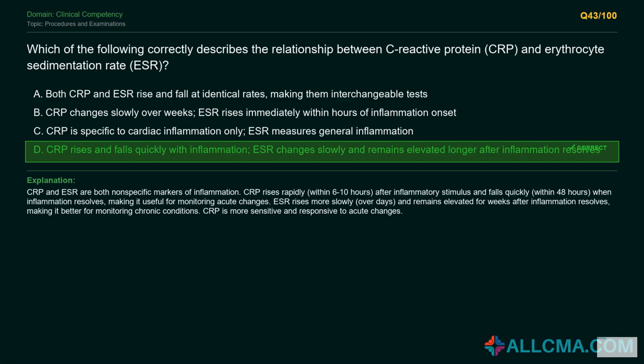The correct answer is D. CRP and ESR are both nonspecific markers of inflammation. CRP rises rapidly, within 6 to 10 hours, after inflammatory stimulus and falls quickly, within 48 hours, when inflammation resolves, making it useful for monitoring acute changes. ESR rises more slowly over days and remains elevated for weeks after inflammation resolves, making it better for monitoring chronic conditions. CRP is more sensitive and responsive to acute changes.